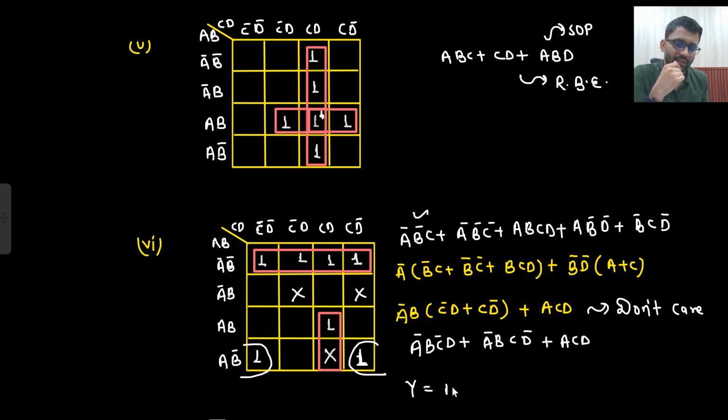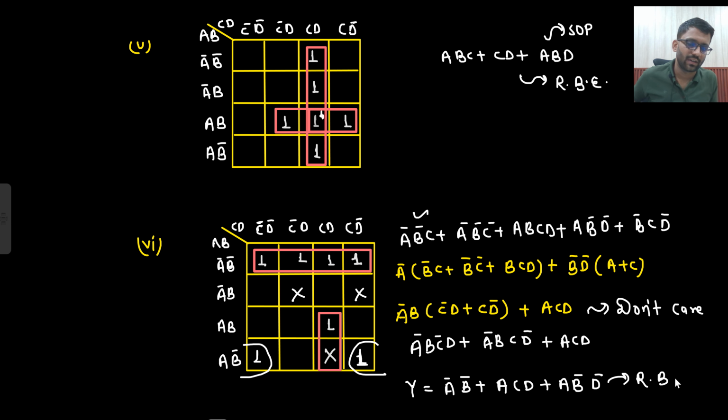So what will be the reduced expression? A bar B bar plus, for this one A bar B bar, because only A bar B bar is constant. What about this one? A C D plus, what about this one? Here D bar is constant, so A B bar D bar. Okay, so this is the reduced Boolean expression. This is how, if any function is given, you can represent it in that manner, and then you can find the reduced Boolean expression. So there were so many terms, but we reduced it to these many variables only.